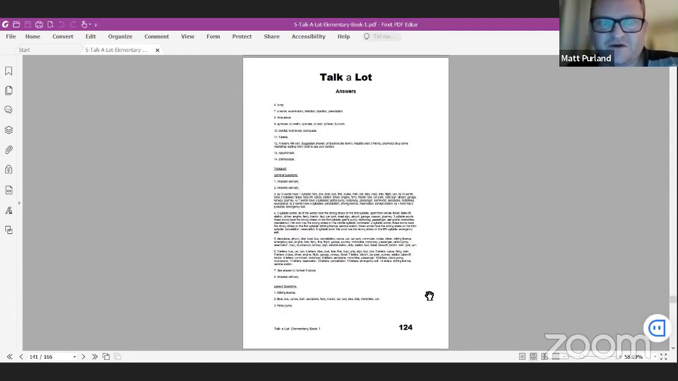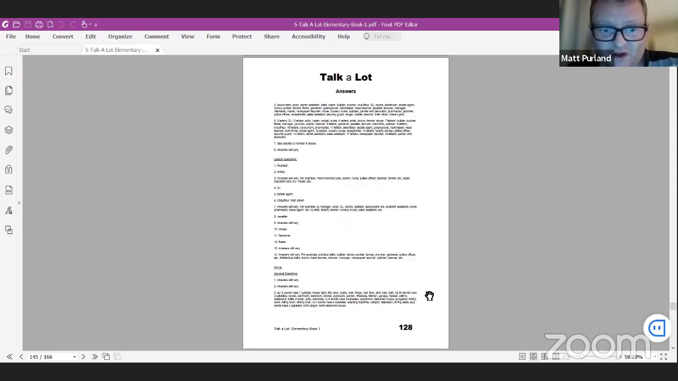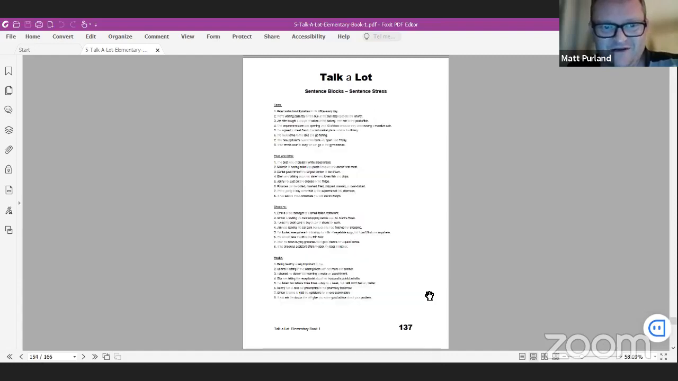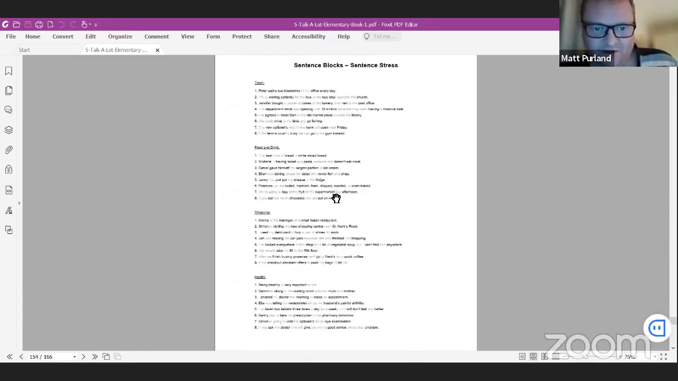You can also use the sentence block sentences to practice sentence stress and connected speech. I do, and I have done, and I will do. I will continue to do it if I want to. You know, here's an example.